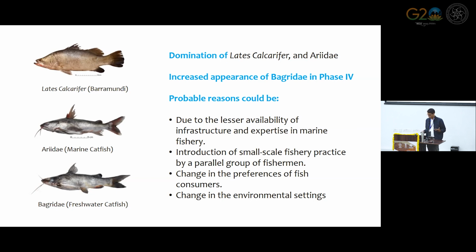There could be some possible reasons for this. There could be a lesser availability of infrastructure and expertise in marine fishery. There could be a possibility of small scale fishery practice by another group of people. There could be a change in preference of the fish consumers as well. And there is a strong chance for some changes in the environmental settings as well. These two fishes look alike, but the upper one is marine catfish and the lower one is Bagridae.